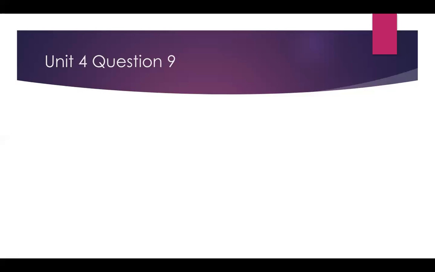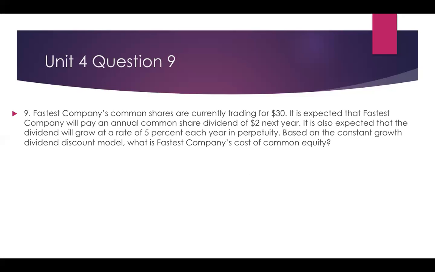All right, so now I'm going to move over to Unit 4, and we're going to answer a question from there. This is about Fastest Company's common shares, which are currently trading at $30. It is expected that Fastest Company will pay an annual common share dividend of $2 next year. It is also expected that the dividend will grow at a rate of 5% each year in perpetuity. Based on the constant growth dividend discount model, what is Fastest Company's cost of common equity? And the really important thing with this problem is that word, in perpetuity.